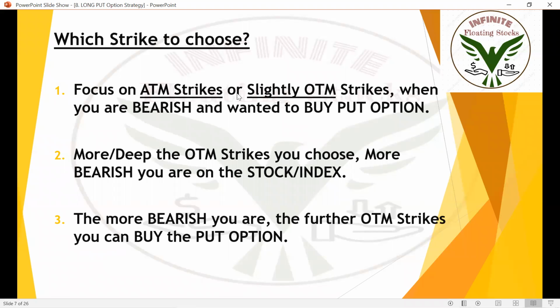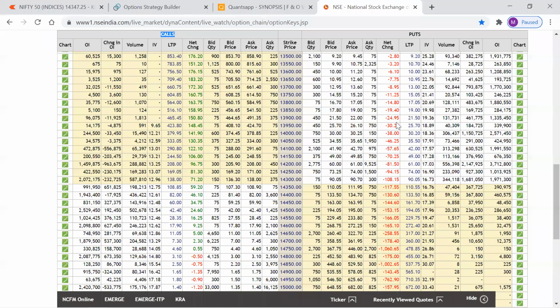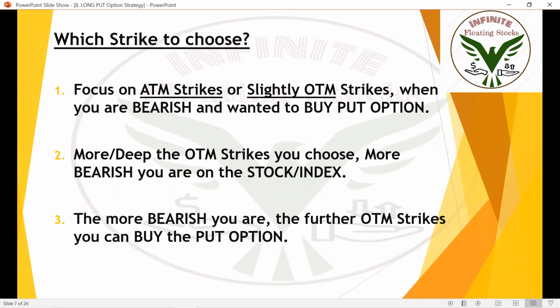Focus on at the money strikes or slightly OTM strikes. What is slightly OTM? Say we are dealing with a put option. The strategy is the buy put option strategy, or long put option strategy. So what I wrote is, you need to be dealing with ATM strikes or slightly OTM.